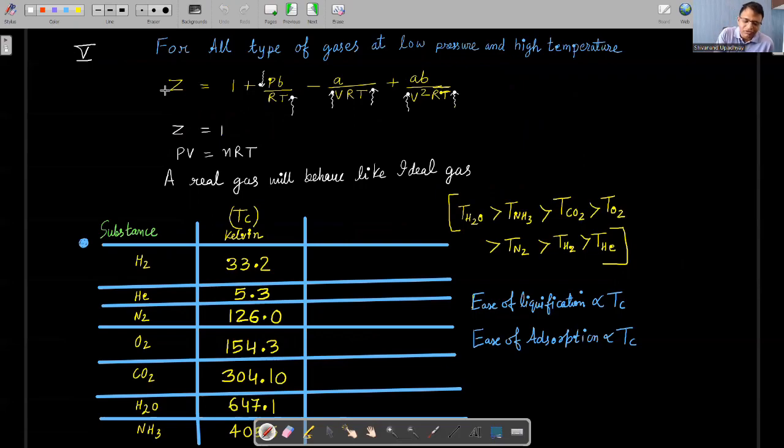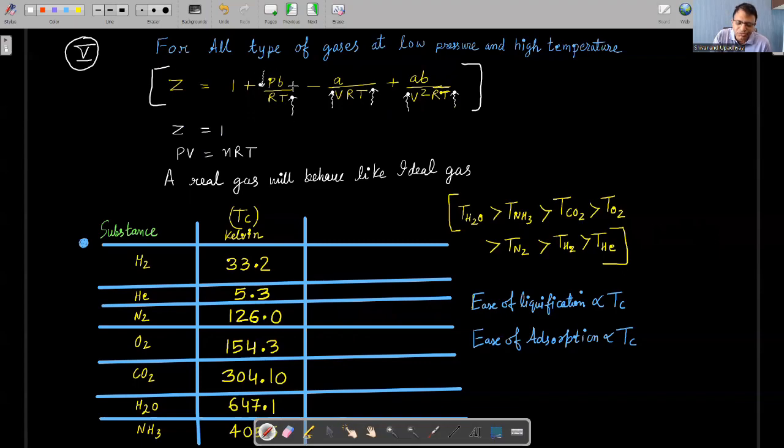So this is the value of Z I have written without any approximation. We are saying that for a van der Waals real gas, the value of Z is going to vary like this. Z is equal to 1 plus Pb upon RT minus A upon VRT plus AB upon V square RT. And this question is very common in exam. So many times it is asked that under low pressure and high temperature condition, a real gas will behave like ideal gas. So this is a mathematical proof.